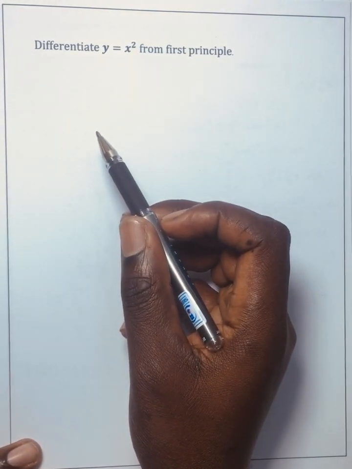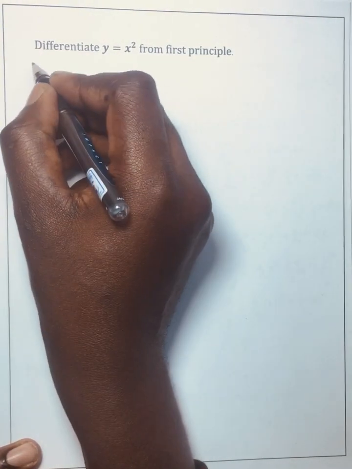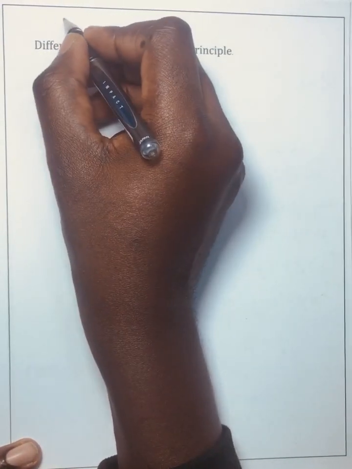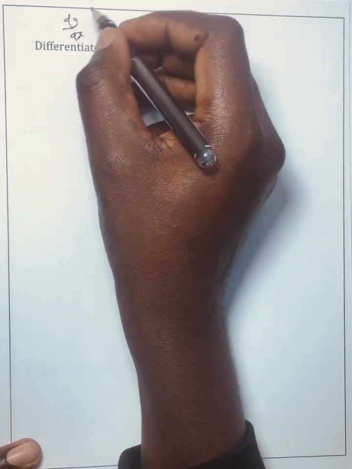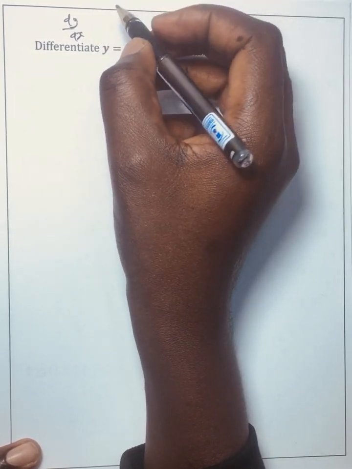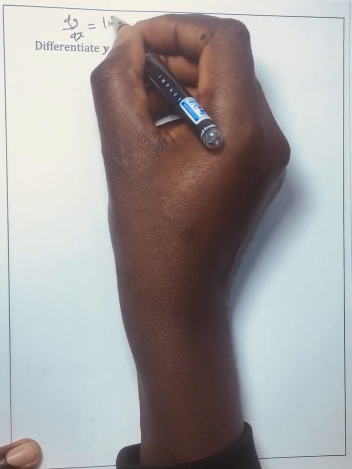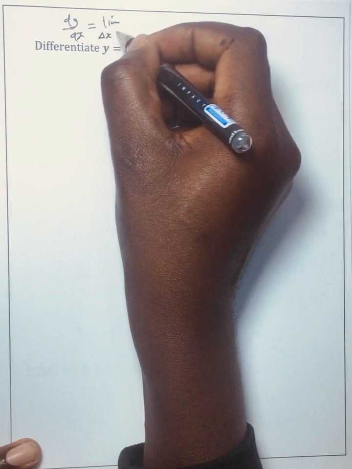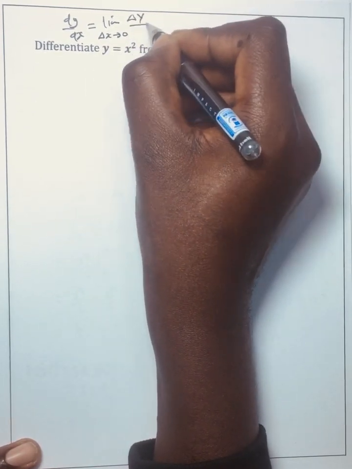Differentiate y is equal to x squared from first principles. So to do that, the derivative of y with respect to x, dy/dx, is given by the limit as the small change in x tends to 0 of change in y over change in x.